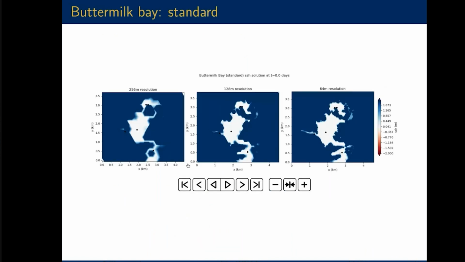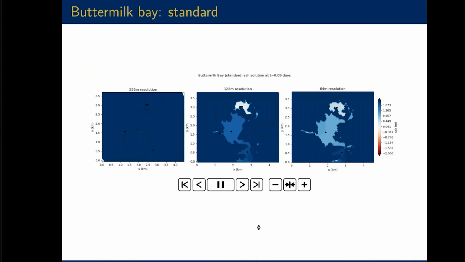So this movie shows the solution that we get from the standard run. The panel on the left is from the coarse grid, and the panel on the right is from the high resolution. One can notice that there is no connection between the inlet and the bay periodically in the coarse resolution. And I think now the movie is looping over itself.